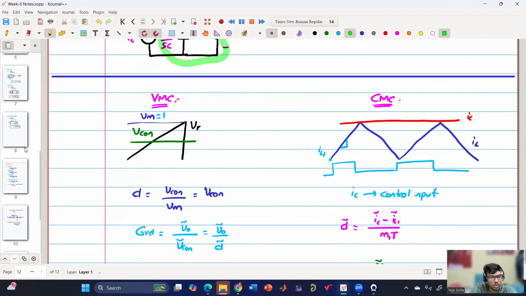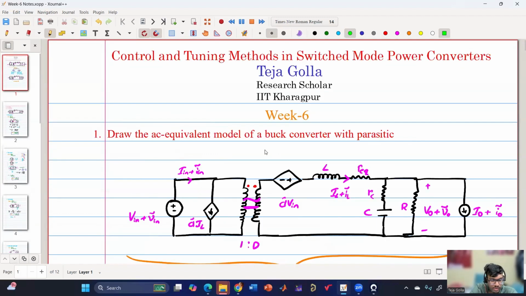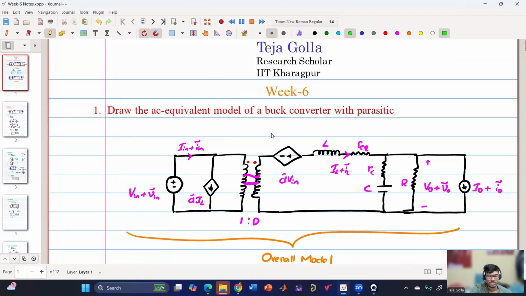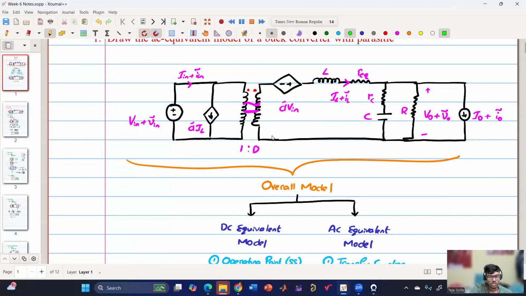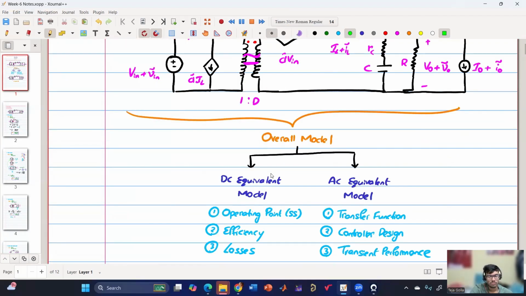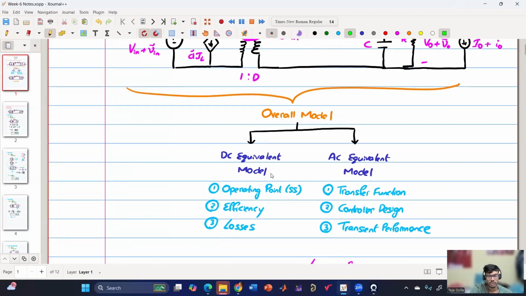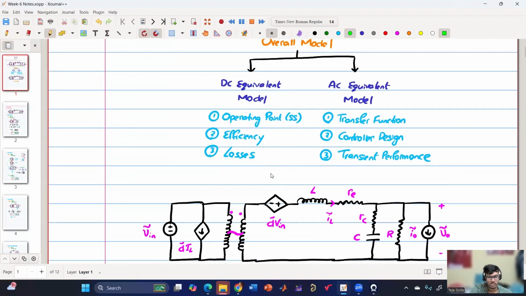This week is all about bridging the gap between the previous week and the next week, which is about getting the transfer functions, understanding them, how we can derive them using the small signal model, and how we'll use them to design the controller in the upcoming weeks. We have discussed the AC equivalent model to start with, and how the DC equivalent model and AC equivalent model have their applications and how they are different, and how they help us analyze different aspects like operating point, efficiency, losses, transfer function, controller design, and transient performance.